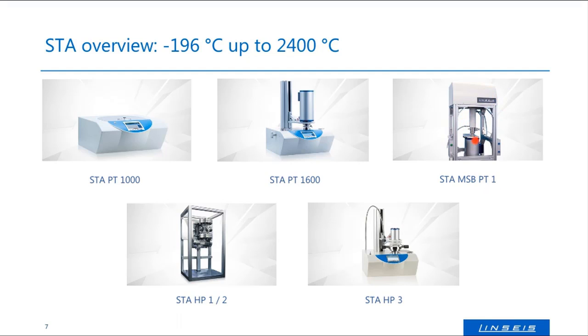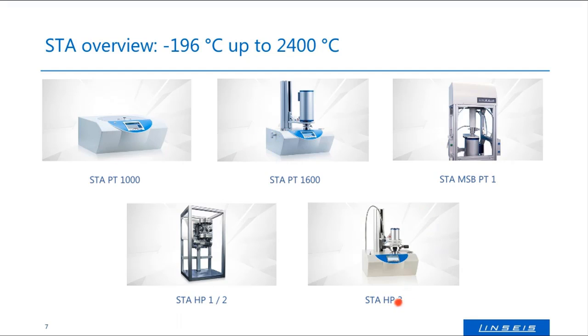For TGA, it's pretty easy. If you want to use it as an STA, so DSC signal and TG signal, there is a possibility to get a DSC signal out of the magnetic suspension balance. However, I have to be honest, the resolution of the DSC signal over MSB, in contrast to the classical STA, is not so good. Besides that, we come to our specialty.